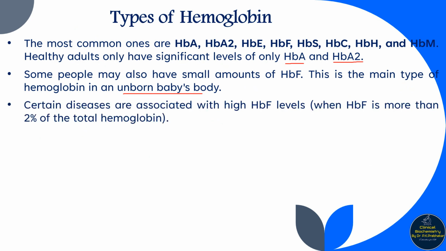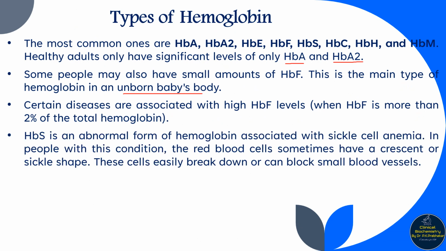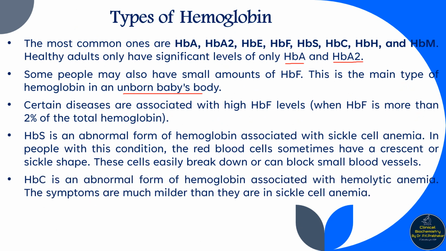Certain diseases are associated with a high amount of fetal hemoglobin, HbF. When HbF is more than 2% of the total hemoglobin, that indicates a disease condition. HbS, an abnormal form of hemoglobin, is associated with sickle cell anemia. In people with this condition, the RBCs sometimes have a crescent or sickle shape, and these cells easily break down and can block small blood vessels. So that is the drawback of HbS.